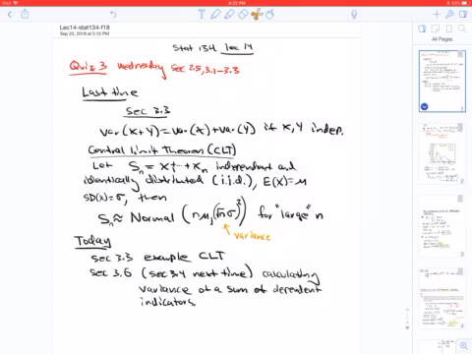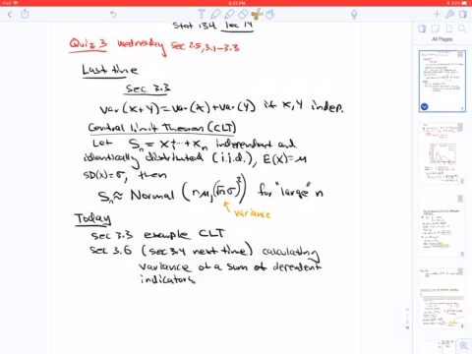Last time we covered Section 3.3, where we talked about the variance of the sum of two independent random variables. And we also talked about the central limit theorem, which is about the sum of n independent and identically distributed random variables. And it is approximately normal for large n.